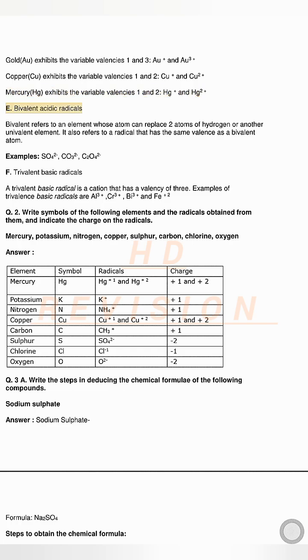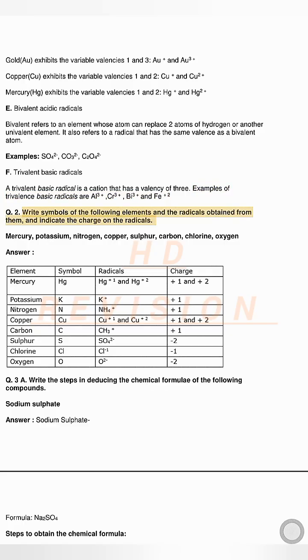E bivalent acidic radicals. Bivalent refers to an element whose atom can replace two atoms of hydrogen or another univalent element. It also refers to a radical that has the same valence as a bivalent atom. Examples: SO4 2-, CO3 2-, C2O4 2-. F trivalent basic radicals. A trivalent basic radical is a cation that has a valency of 3. Examples of trivalent basic radicals are Al3+, Cr3+, Bi3+, and Fe3+.